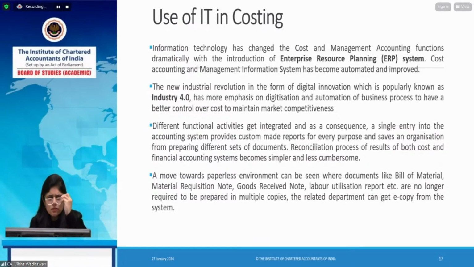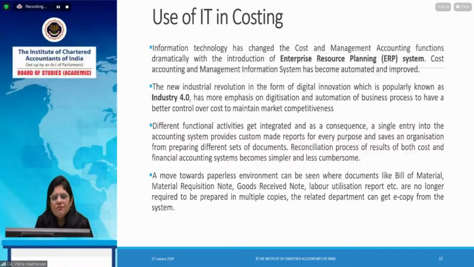So IT has changed the cost and management accounting functions with the introduction of ERP, Enterprise Resource Planning System. So it has become automated and improved. So the new industrial revolution in the form of digital innovation. So now Industry 4.0 is in place, and now we are using digital also, so IT, and again with digital innovation, the system has really automated, and it has revised and improved, and it's so much ease to work now.